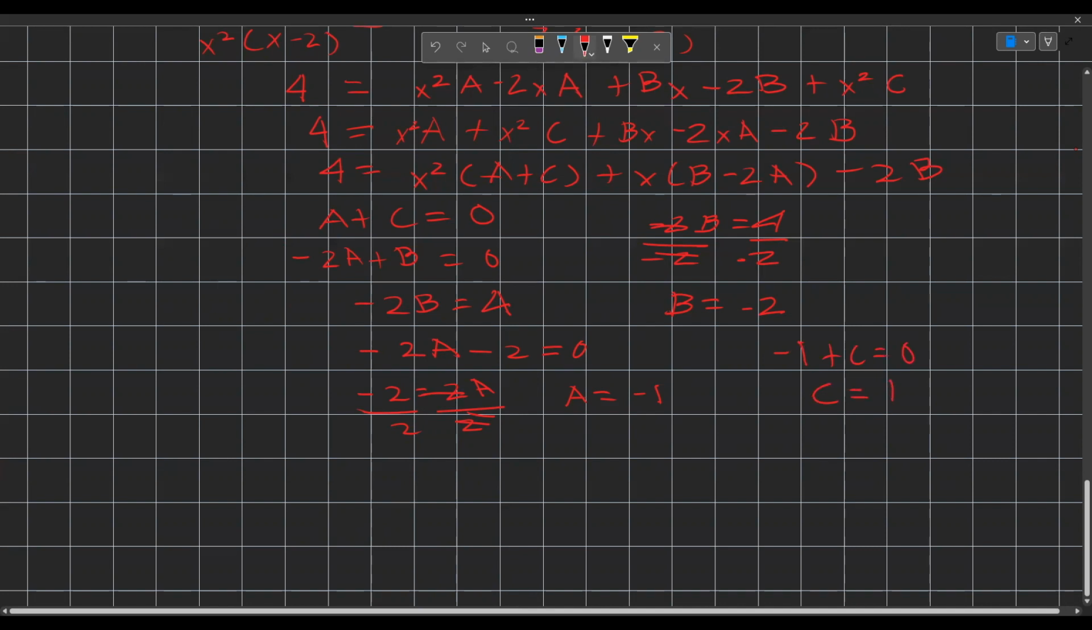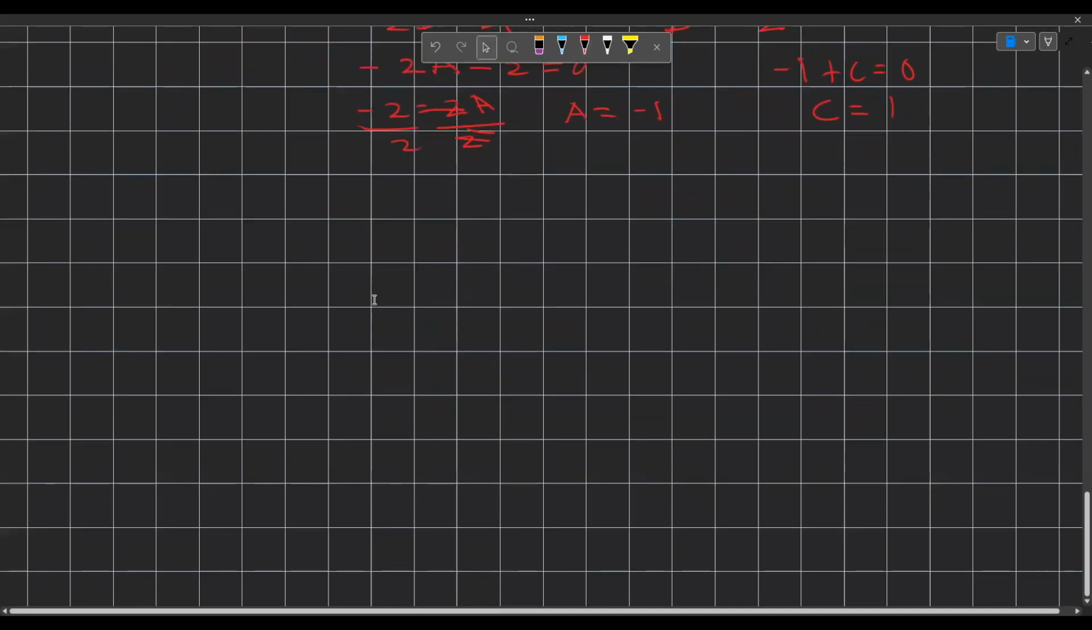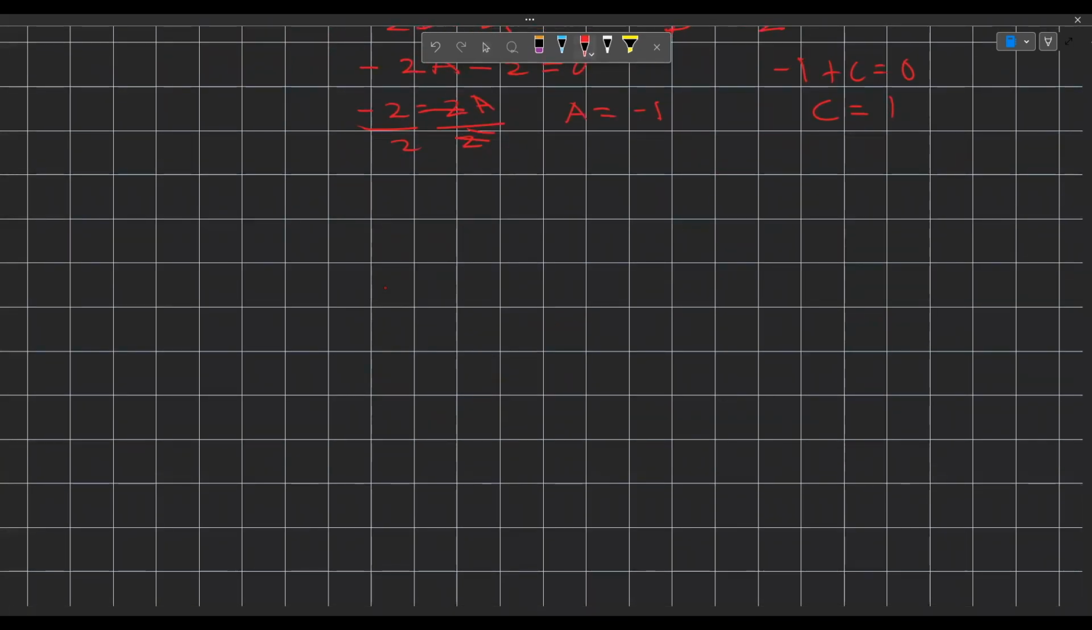And now that we have the values for A, B, and C, we can just substitute them to the function earlier, which means that the partial fraction decomposition of 4 over x squared times x minus 2 is equal to negative 1 over x minus negative 2 over x squared plus 1 over x minus 2. Or I like to put the positive terms first.